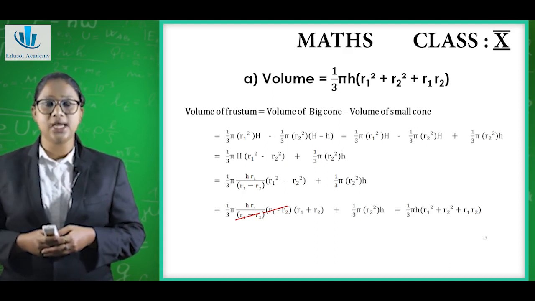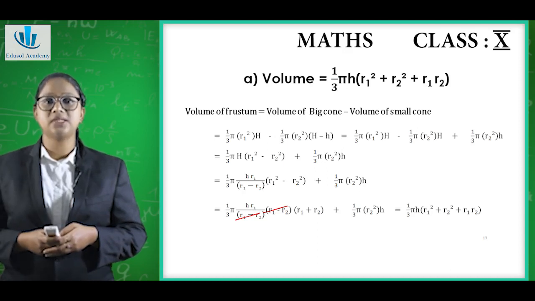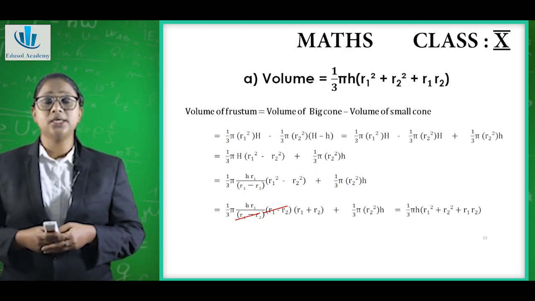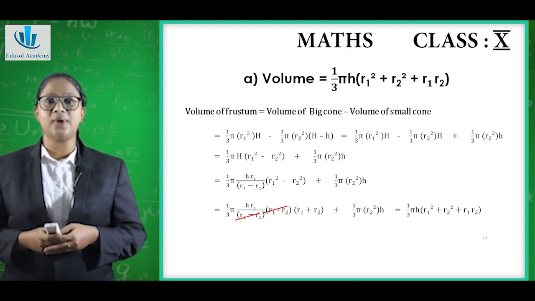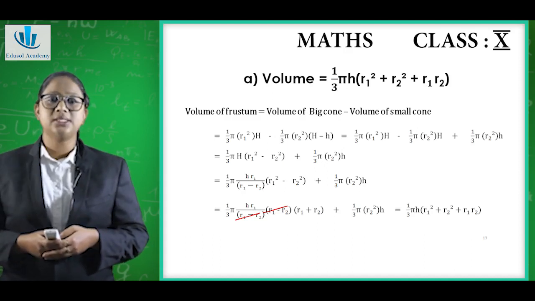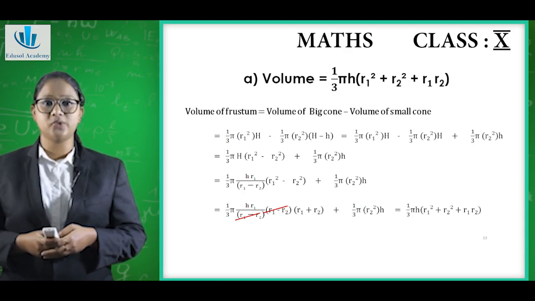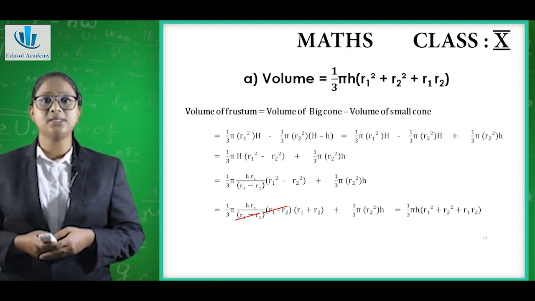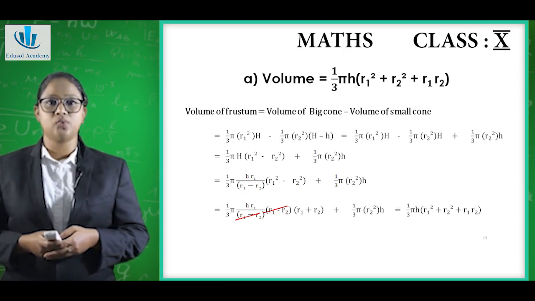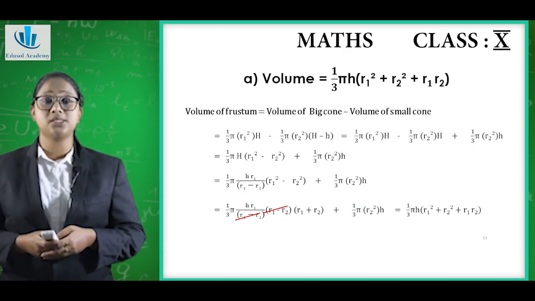Now, you may notice that R1 square minus R2 square is of the form a square minus b square. That is the identity. So, a square minus b square is equal to a minus b into a plus b. Similarly, R1 square minus R2 square can be replaced with R1 minus R2 into R1 plus R2. Now, you may cancel R1 minus R2 from both numerator and denominator, and what is left with us is the final equation for volume of a frustum, that is 1 by 3 pi h into R1 square plus R2 square plus R1 R2.